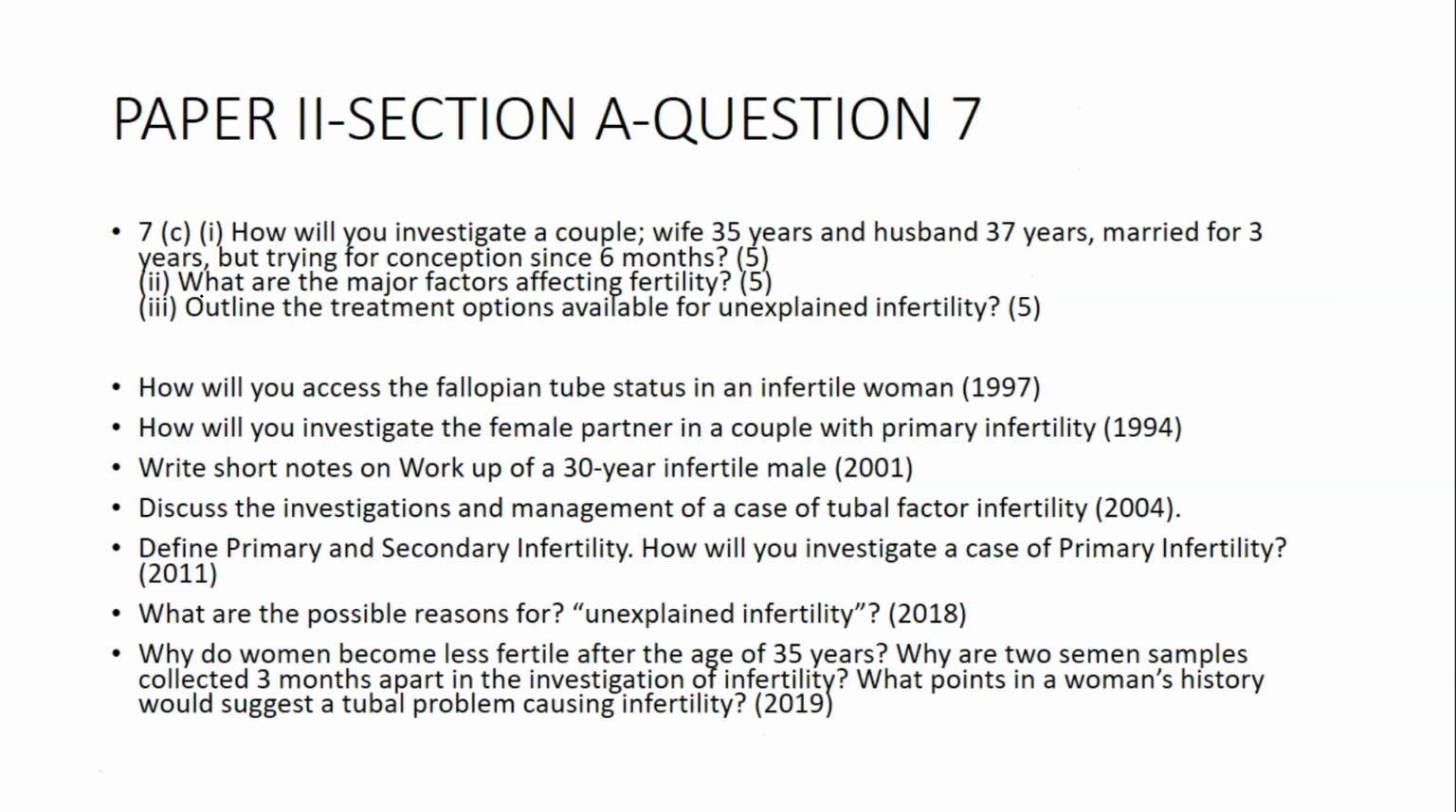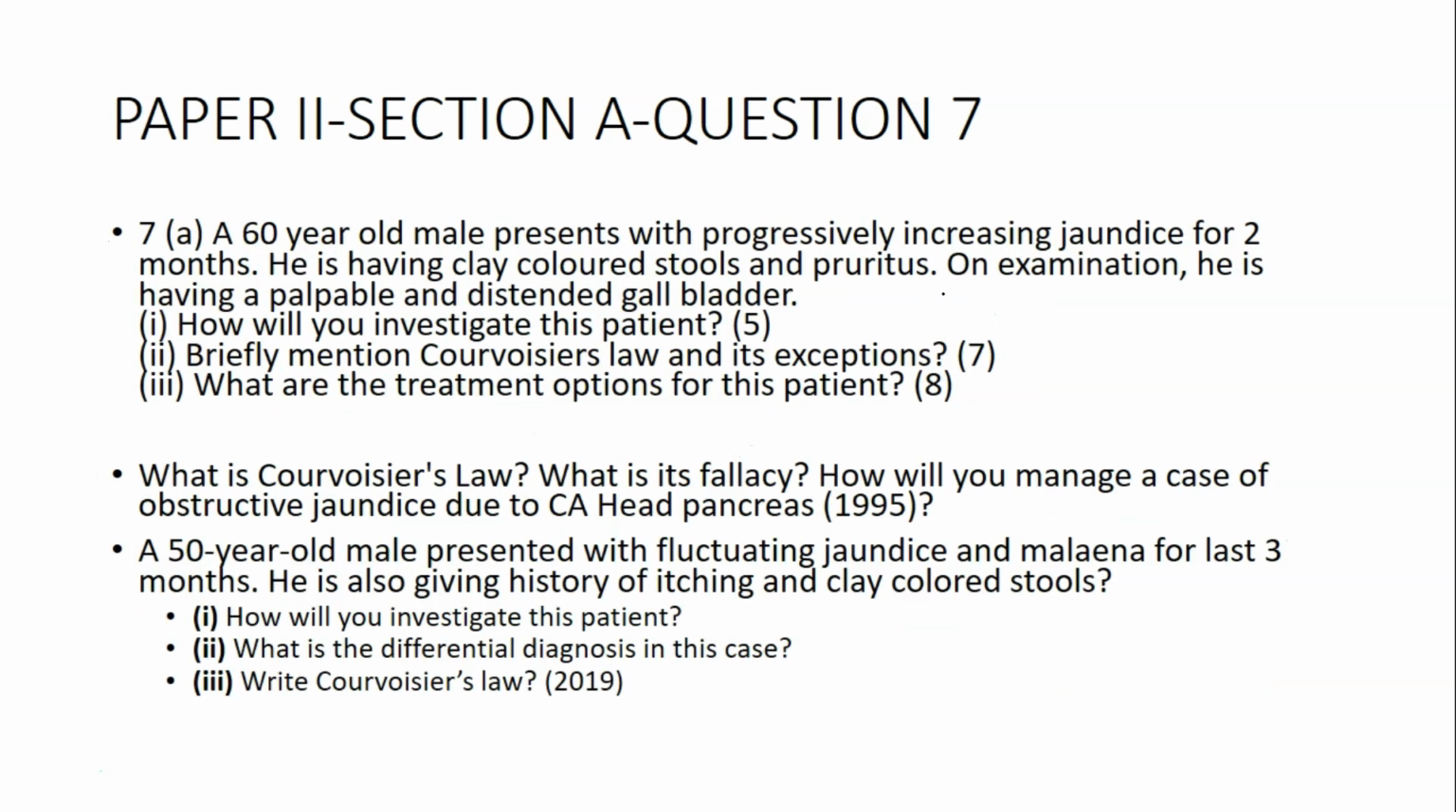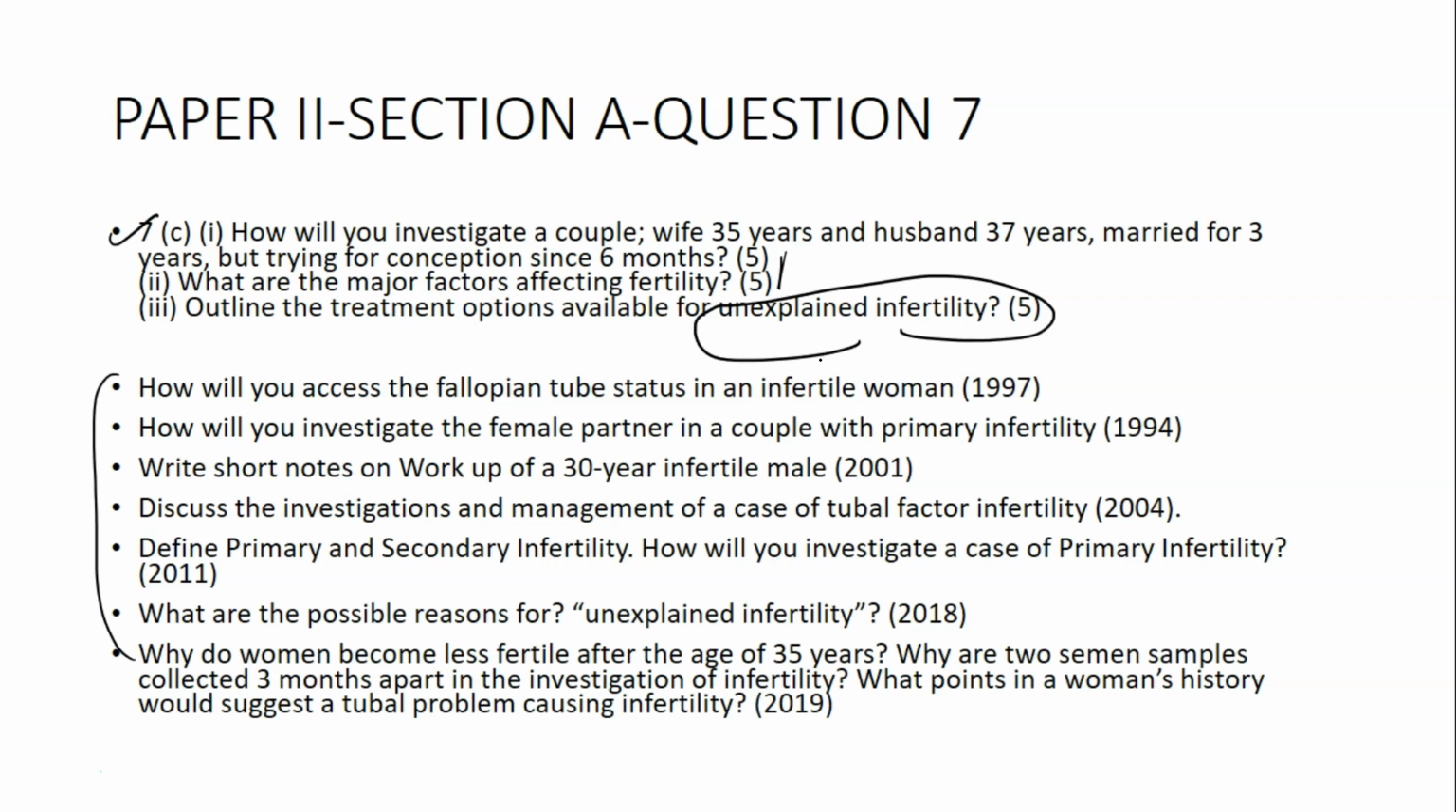Now, finally, question number 7 is done. This can be answered if you know the previous ones. We did discuss unexplained infertility, but 10 marks we did miss it. And MCTS is the latest one, which is not a repeat. We did discuss this in detail. So these are the 3 questions which have come from this.